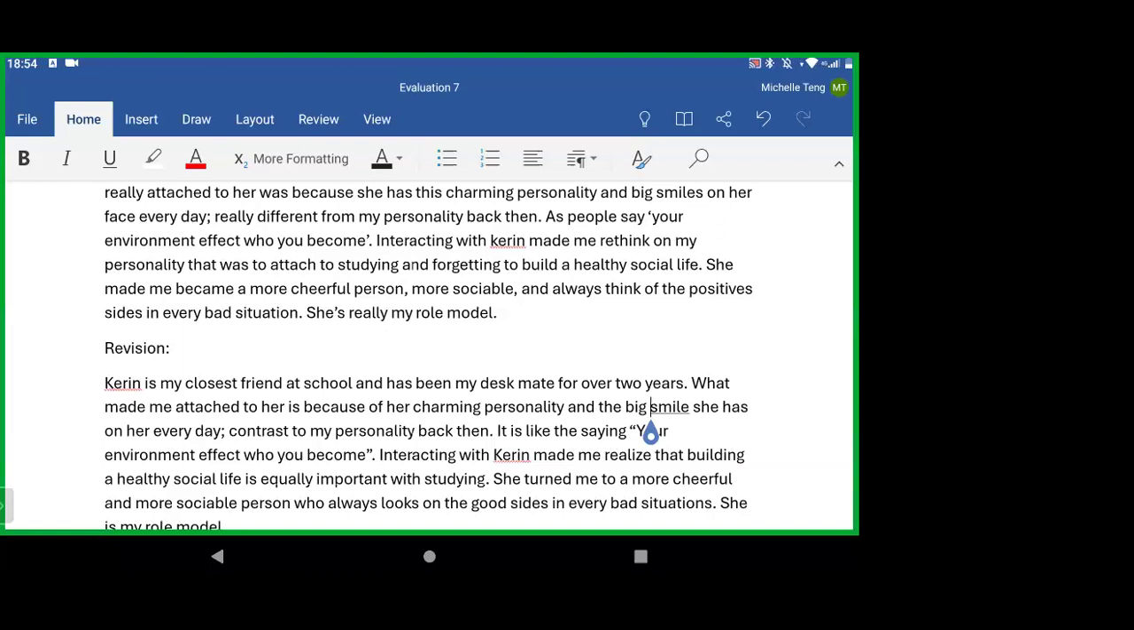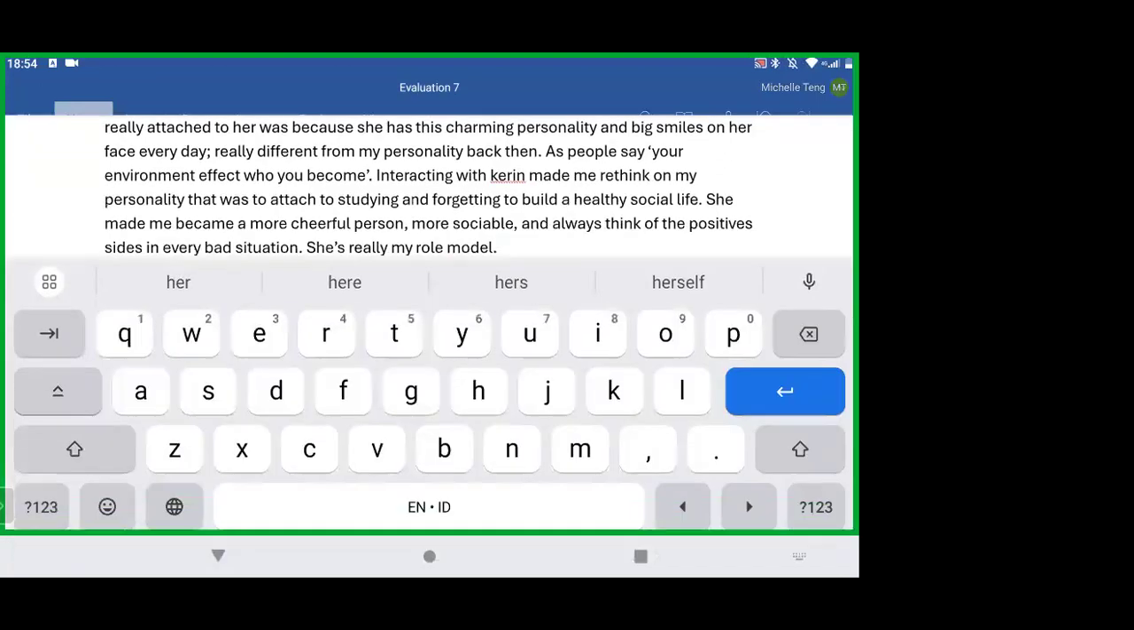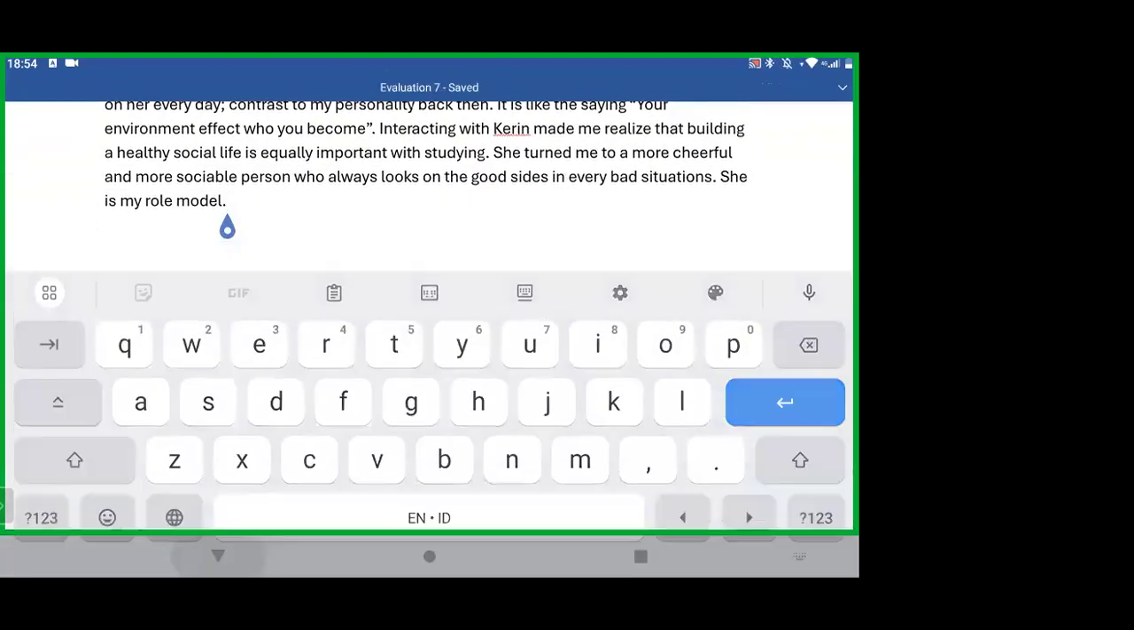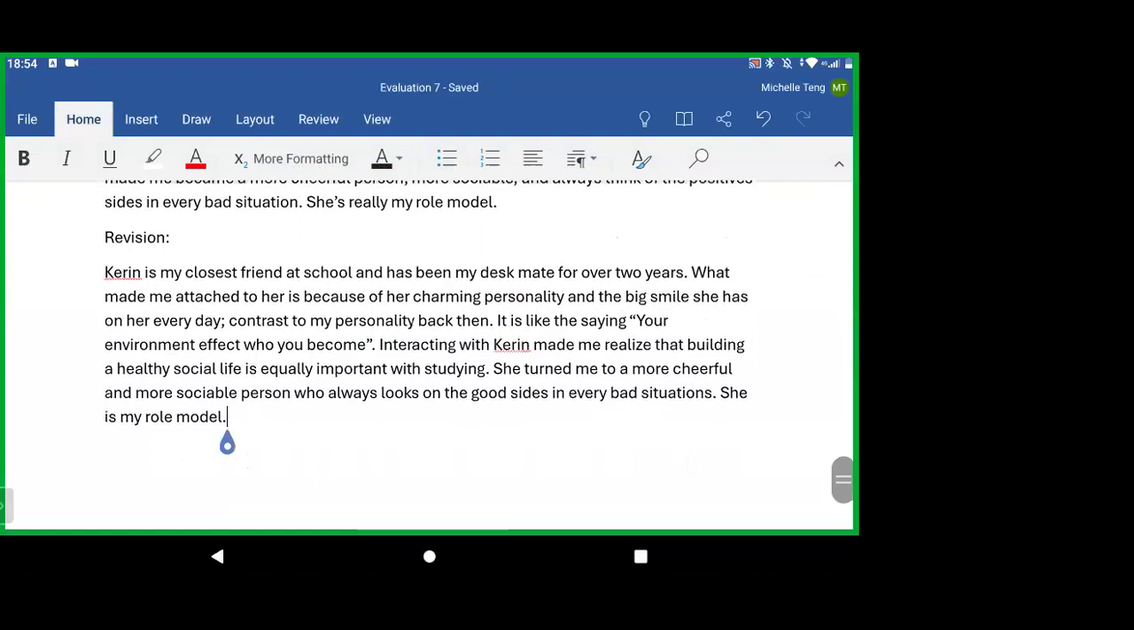So on her face every day. You can see that: and the big smile she has on her face every day. It's still an emphasis, but it's sort of additional information whether we add "face" or not. It doesn't change any meaning, so it actually depends on the writer if he wants to add that or not. But I did eliminate the word "face" right there.